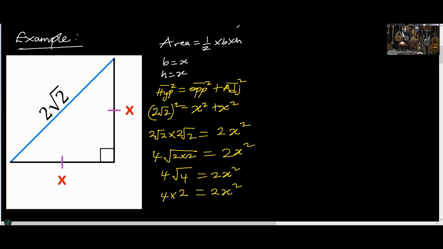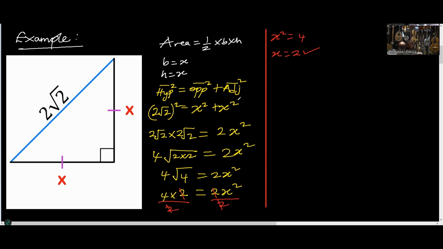Equals 2x squared. So you can divide both sides by 2. This over 2, this over 2. So 2 cancels 2 here, 2 cancels 2 here. What do you have left? You have x squared equal to what? 4. So x will be 2. Yes or no?